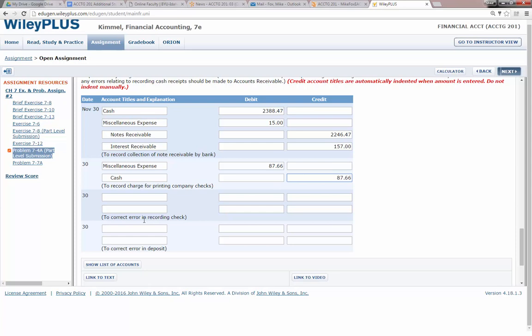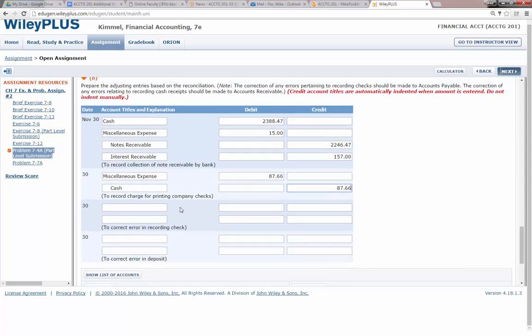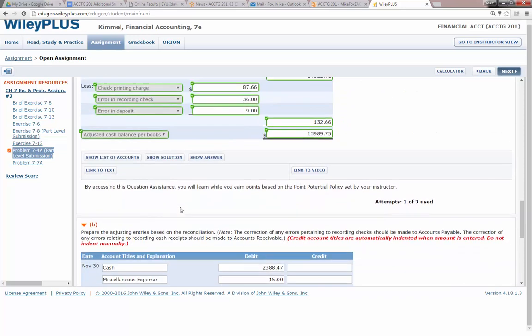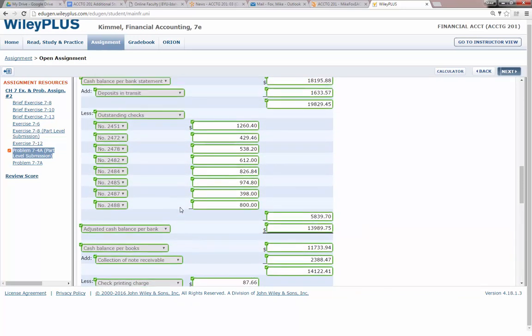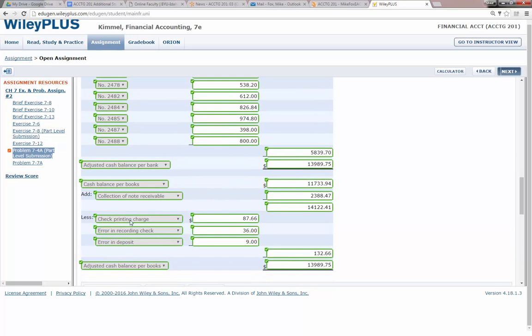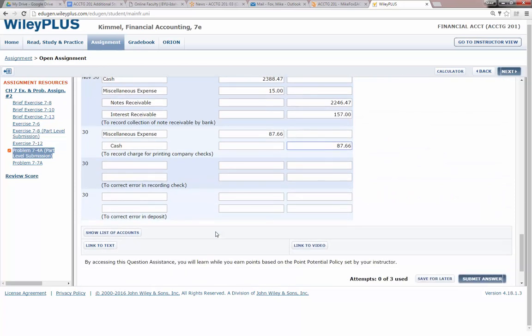All right, to correct the error in recording the check, let's look at the check. Remember up here we recognized there was an error in the check of $36. So our accounts payable is actually going to go down by $36, and our cash is going to go, whoops, cash is going to go down by $36.